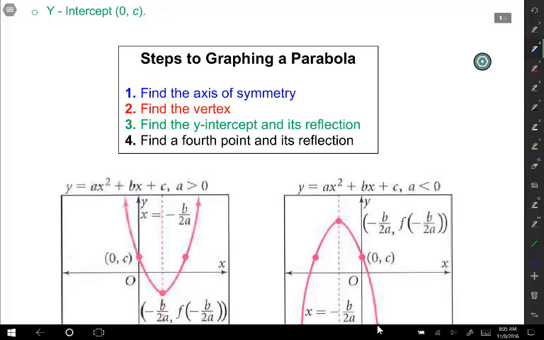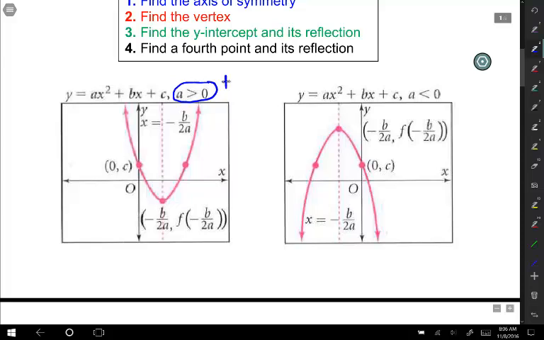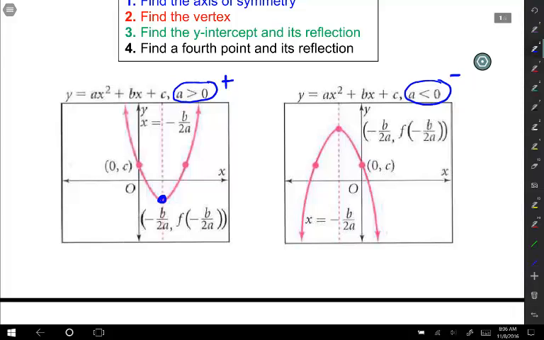So here we have two graphs. This one is obviously a valley graph, and so the A therefore must be what here? A must be positive. And here it's a mountain, and so this A must be what? Negative. This vertex right down here is what kind of point? Max or min? Min, and this vertex is a max.